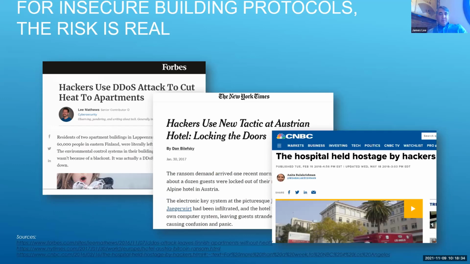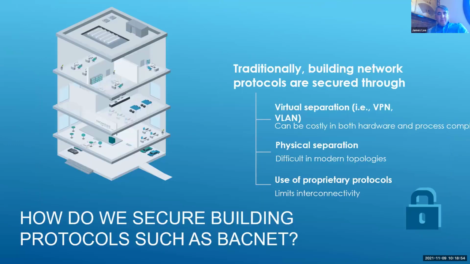But you probably heard in the news that there were some arrests in Poland this morning of some Russian hackers who have been extorting on the order of $6 million out of different companies and people in ransomware attacks, even just this morning. So obviously a lot going on here. But so the question is, traditionally, what have we done with building automation networks to secure them?